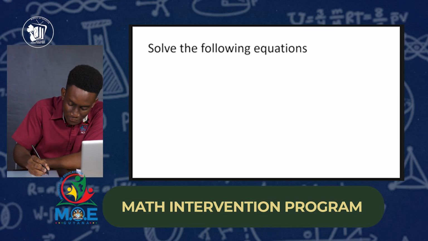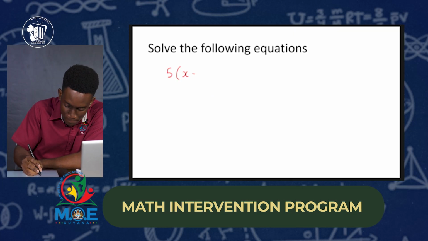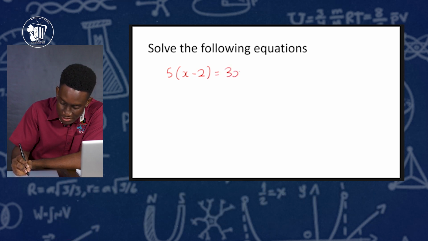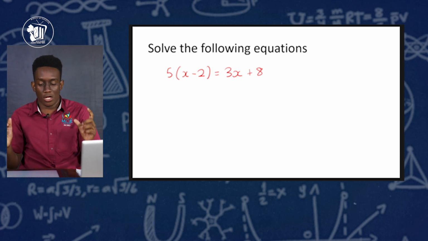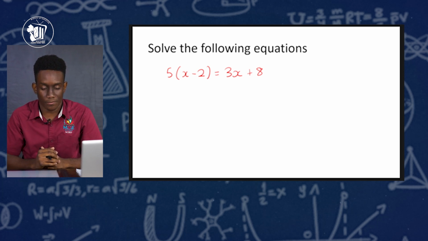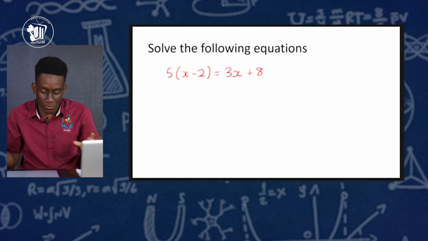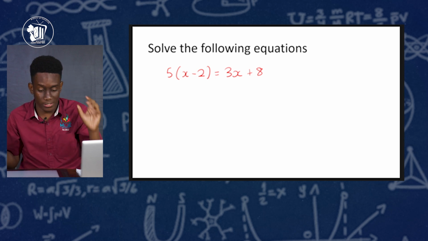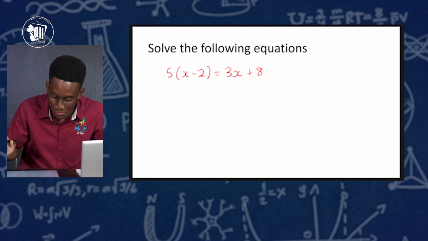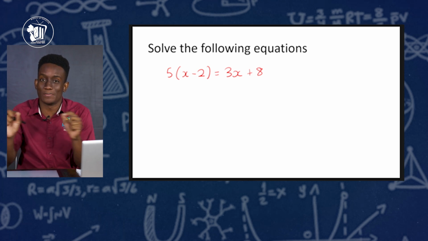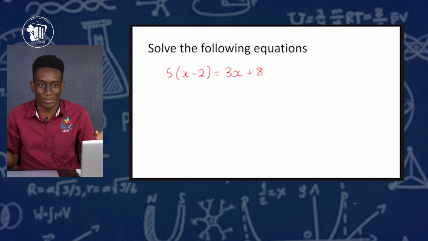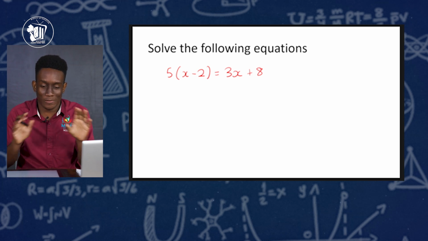So let's say we have 5 open bracket x minus 2 close bracket is equal to 3x plus 8. And we're asked to solve this equation. So we have 5 multiplied by x minus 2 is equal to 3x plus 8. So what do we do? The first thing we want to do, we want to expand the brackets. You always look to expand the brackets, get rid of the brackets. So let's do some expansion.